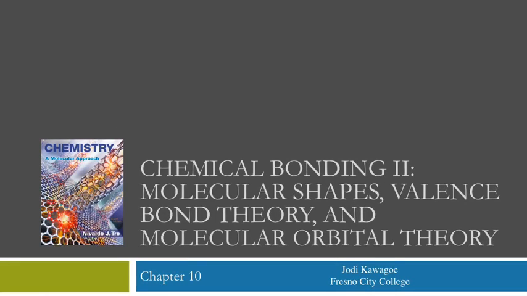Okay, chapter 10, chemical bonding 2. So we talked about Lewis theory. In this chapter, we're going to talk about valence bond theory and molecular orbital theory, two other bonding models. We're also going to talk about how we determine the shapes of molecules.